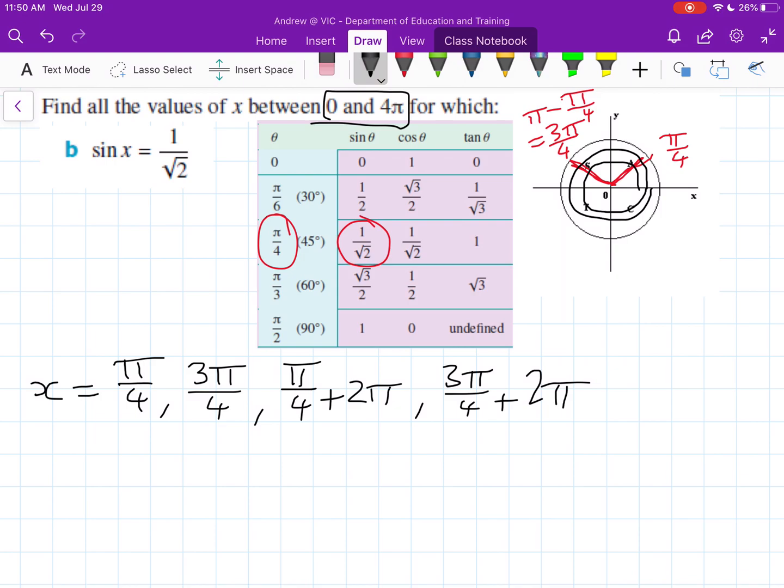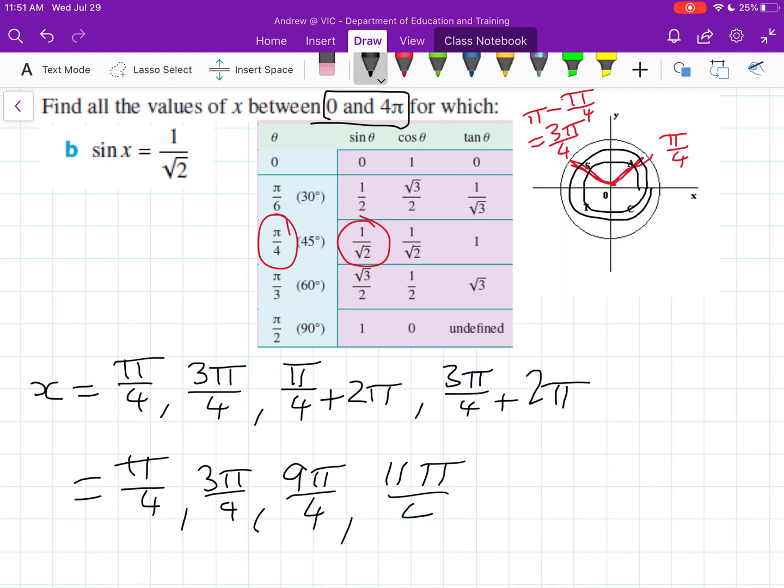So this is how we can go about working this out. And now all we need to do is just simplify those second two. So we've got pi on 4, 3 pi on 4. And remember, pi on 4 plus 2 pi, that's like saying 8 pi on 4 plus pi on 4. So this here is 9 pi on 4. And then finally, 3 pi on 4 plus 2 pi. This is like saying 8 pi on 4 plus 3 pi on 4, which is 11 pi on 4.